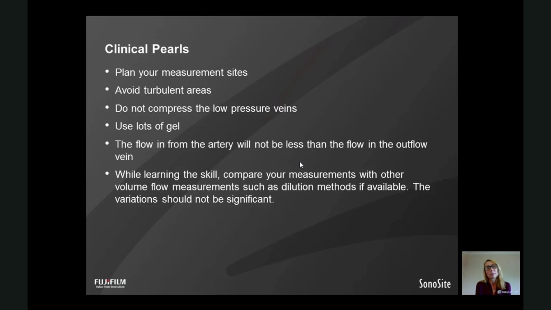And then, you know, with the new fistulas, they do still have nice straight walls and laminar flow, but they can be soft-sided and you do need to be mindful. But it's good to practice on them, doing your heel to toe, using lots of gel and not distorting the vein when you're doing your measurements.